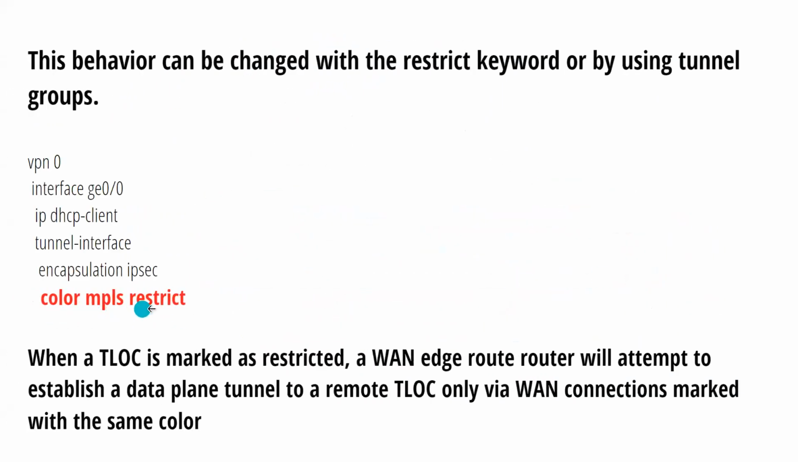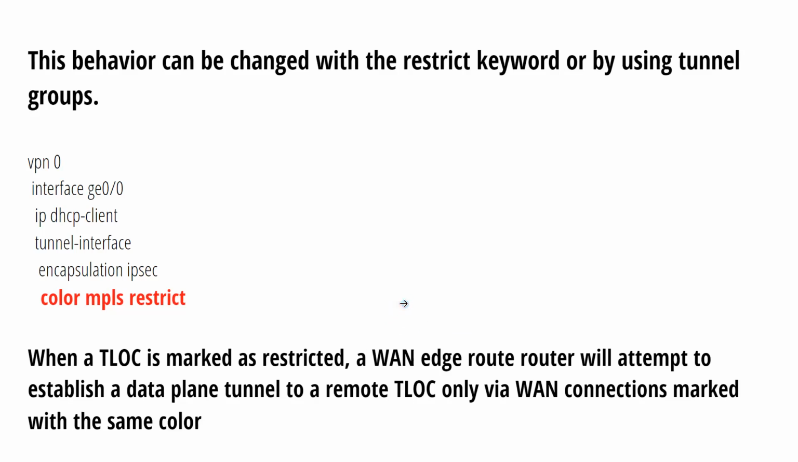So you say MPLS color restrict, that means I will only form tunnels now to other devices, my remote TLOCs, if they have the color as MPLS. Right? Very useful feature in WAN circuits because you do not want your private IPs to keep on trying to initiate a tunnel to public IP, knowing that you can't reach the internet because you have just a private address. So you want to restrict it so that it should only form tunnel to its own color, which is also a granular control that you have over other sites, right?